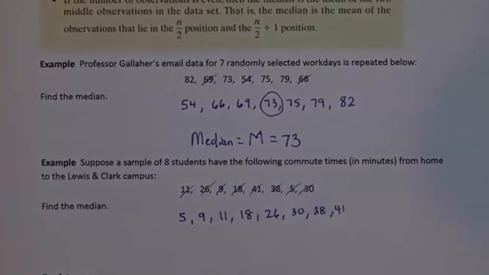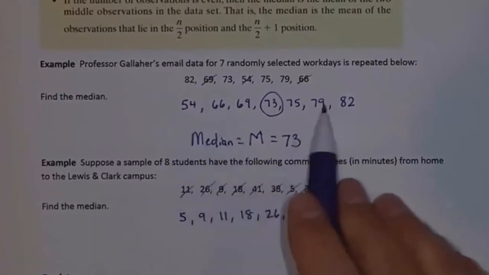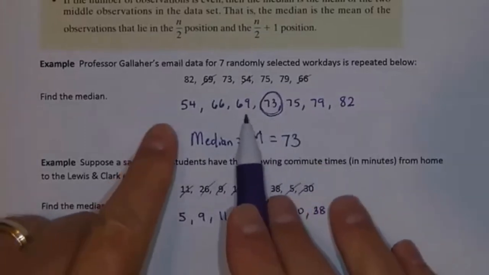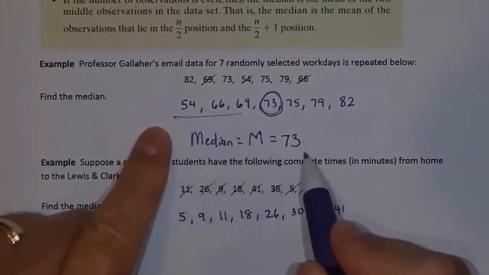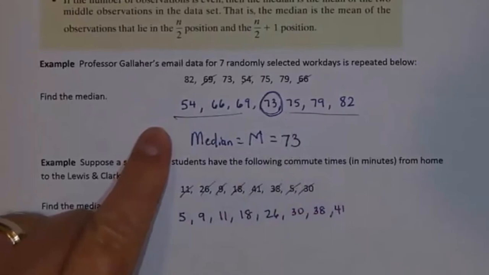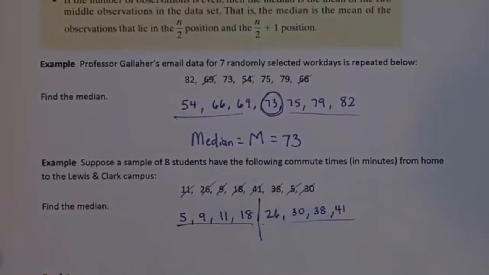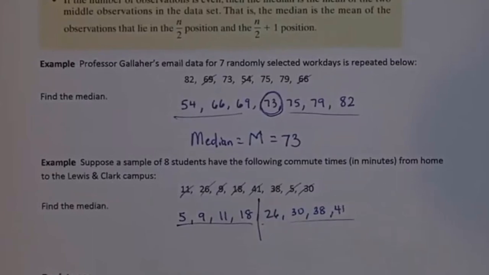So there are our 8 data values in ascending order. Well, now, when we had 7 data values, 73 literally was in the middle. There's 3 values smaller than 73. There's 3 values larger than 73. But if I have 8 data values, well, the middle would be right here. We don't actually have a value in the middle. There isn't a middle, so to speak.